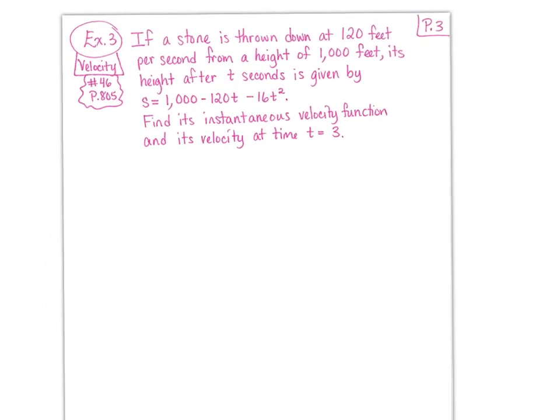If a stone is thrown down at 120 feet per second from a height of 1,000 feet, its height after t seconds is given by s equals 1,000 minus 120t minus 16t squared. Find its instantaneous velocity function and find its velocity at time t equals 3. When I say find its instantaneous velocity function, what am I asking you to find?